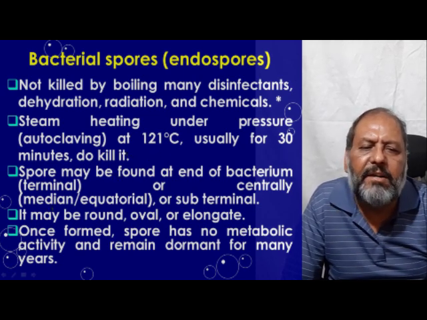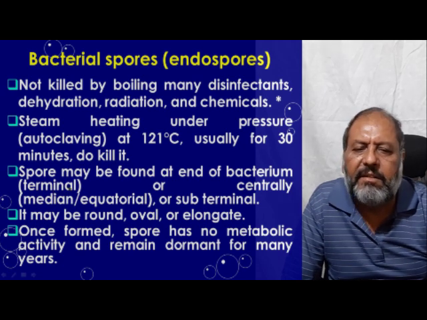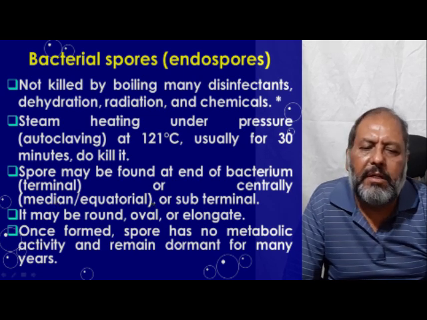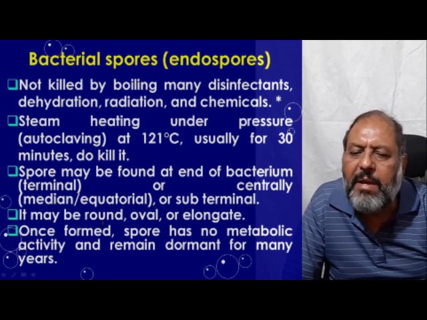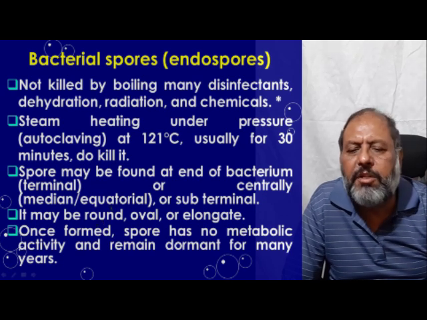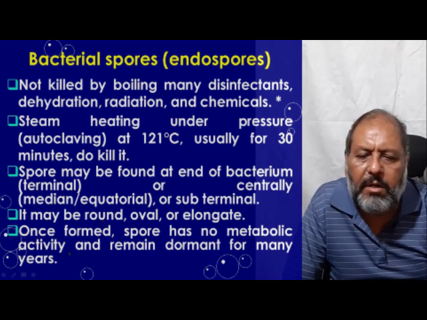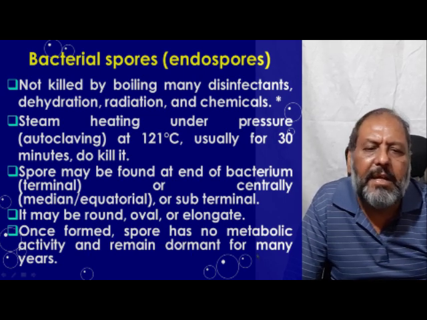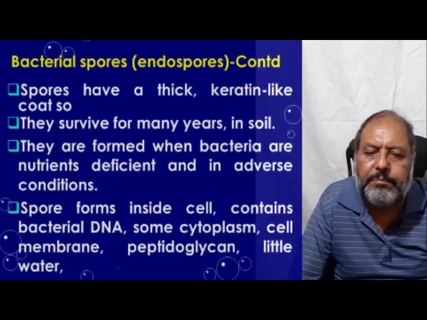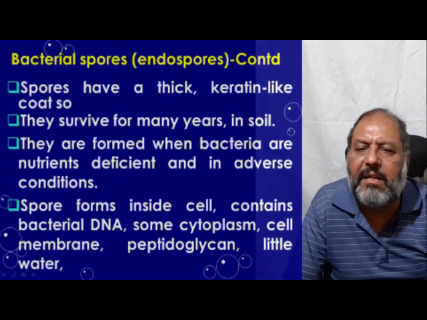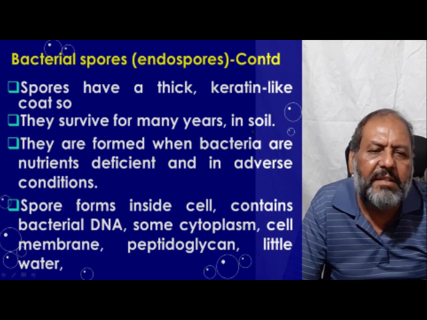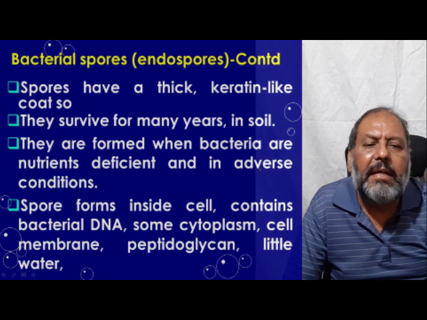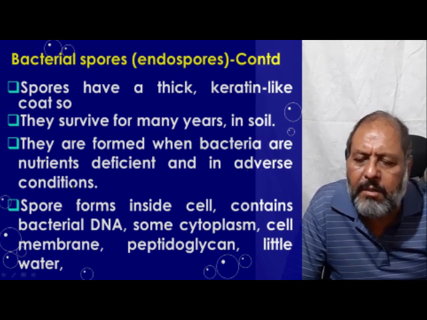Spores may be found at the end of the bacterium, and these are called terminal, or central, called median or equatorial, or subterminal. The shape of the spore may be round, oval, or elongate. Once formed, the spore has no metabolic activity and remains dormant for many years. Spores have a thick keratin-like coat, so they survive for many years in the soil. They are formed when bacteria are nutrient deficient, and in extreme and adverse conditions.